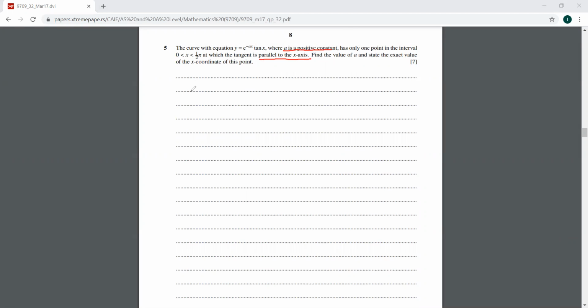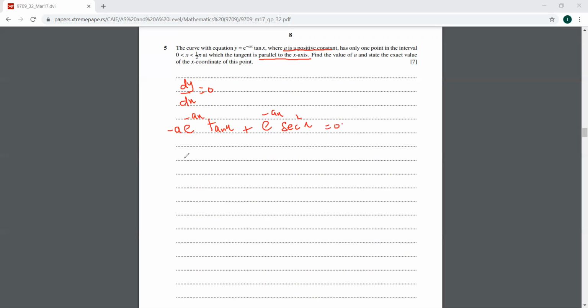Okay, so for this tangent parallel to the x-axis, we know that dy by dx has to be equal to 0. So we shall apply the product rule. e raised to power minus ax, its derivative is minus a e raised to minus ax, and then you have tan x with this. And then plus e raised to power minus ax as it is, and then you have secant square x. Okay, tan x derivative is secant square x, and we put that equal to 0.